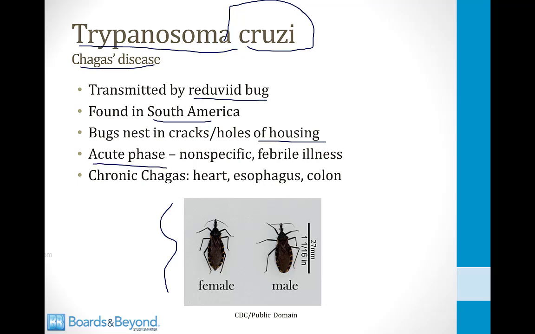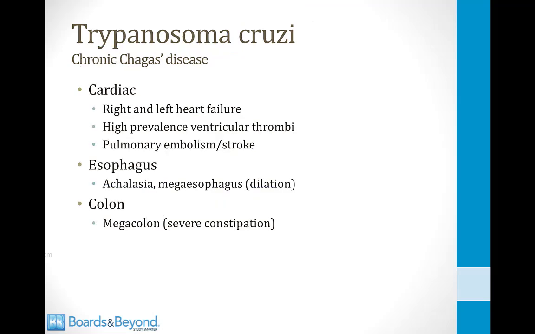There's an acute illness after you get bitten and get infected by the protozoa. It's a non-specific illness with a fever, but chronic Chagas disease is the biggest problem. This affects the heart, the esophagus, and the colon. In the heart, chronic Chagas disease causes right and left heart failure. There will be signs and symptoms of severely depressed right and left ventricular function. There's also a high prevalence of ventricular thrombi. The blood flow can get so sluggish that clots form in the heart, and these clots can break off and cause a pulmonary embolism or a stroke.